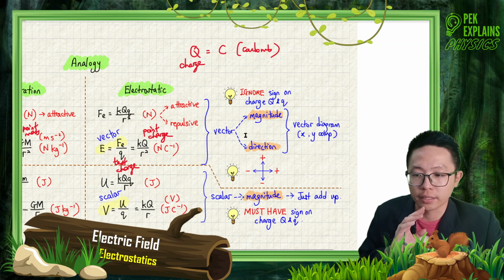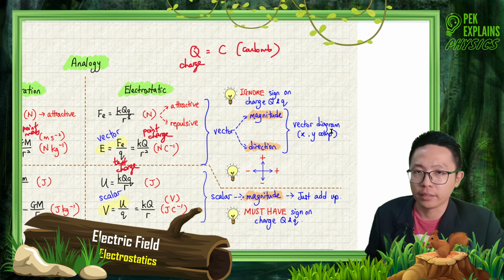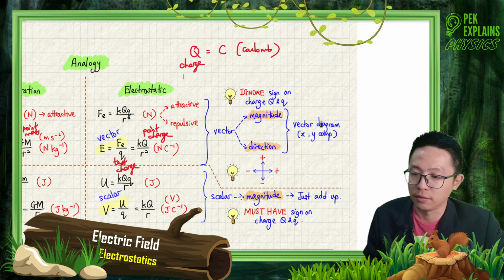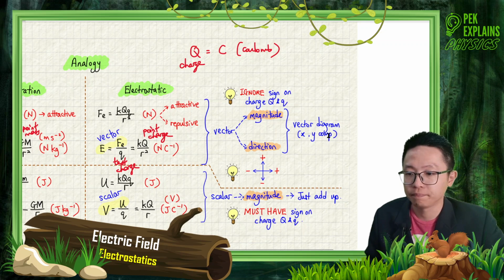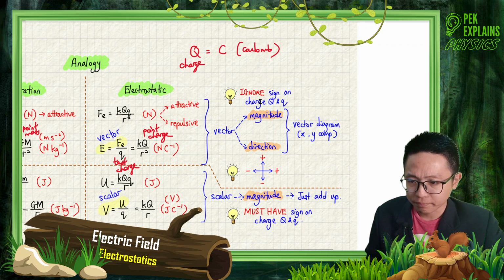Since it is a vector, you must draw a vector diagram to find the resultant force or resultant field strength. You must also find the x and y components because they have directions. So you must resolve into x and y components before you can find the resultant. Remember, this is very important. I will explain more during the problem solving.